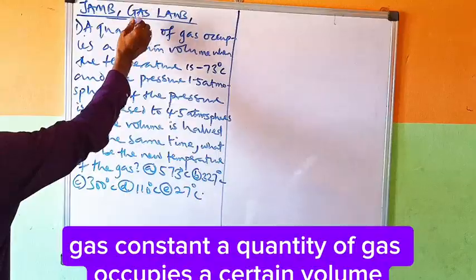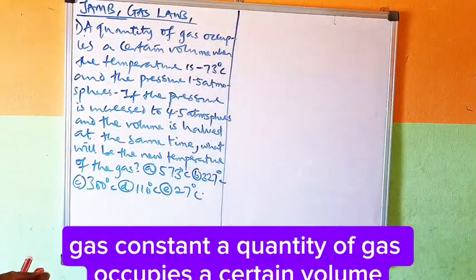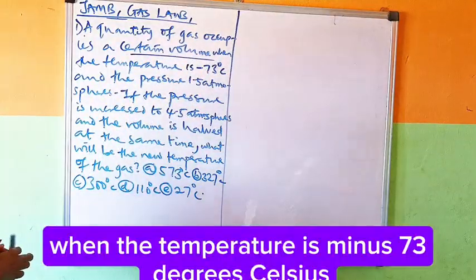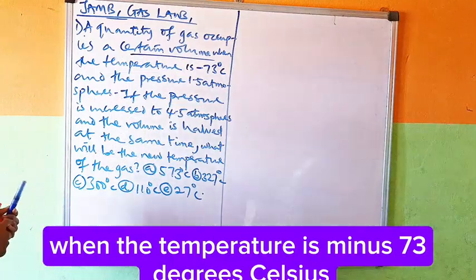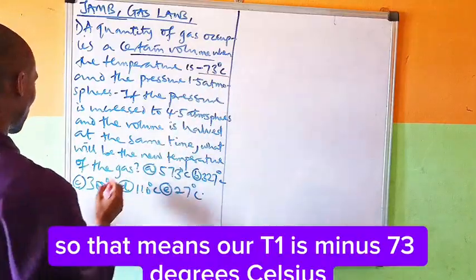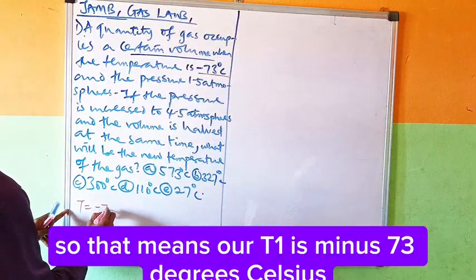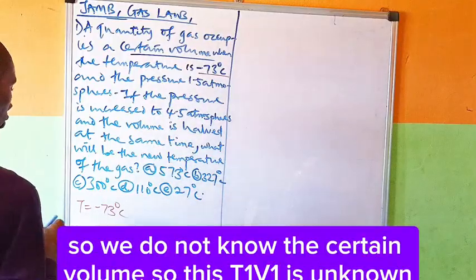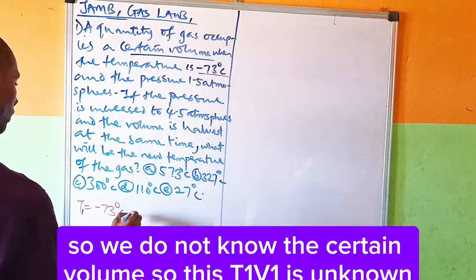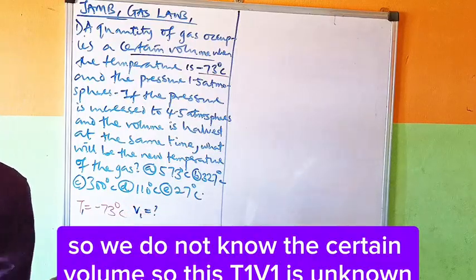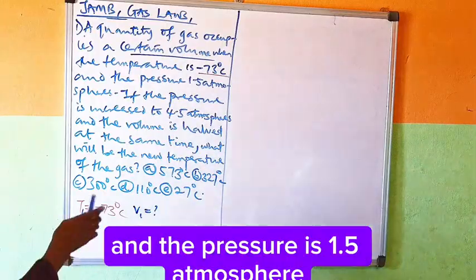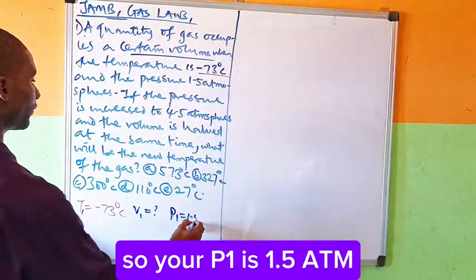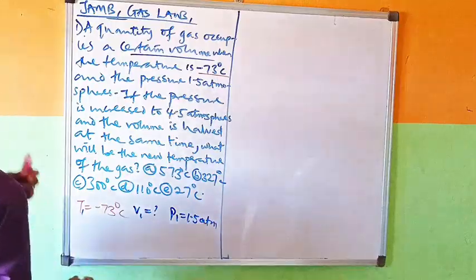A quantity of gas occupies a certain volume when the temperature is minus 73 degrees Celsius. So that means our T1 is minus 73 degrees Celsius. It occupies a certain volume, so we do not know the volume. So this V1 is unknown. And the pressure is 1.5 atmosphere, so your P1 is 1.5 atm.